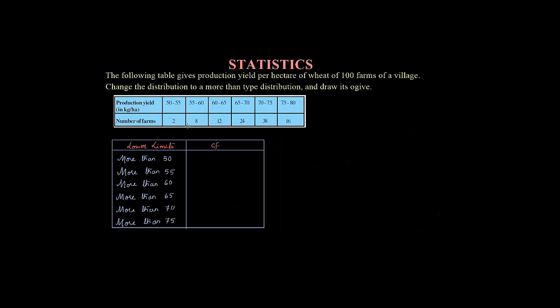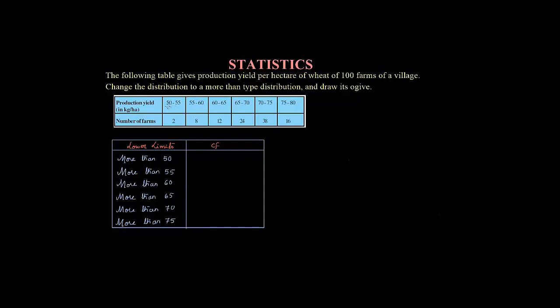So let us now discuss how to find the cumulative frequency for the more than type and also how to draw the ogive for the more than type. First thing, how to convert this class interval into the more than type. For less than type, we have taken the upper limits. In more than type, we will be taking the lower limits. Write more than first and take the lower limit out of the first interval.